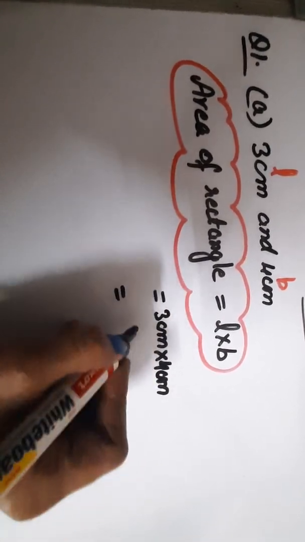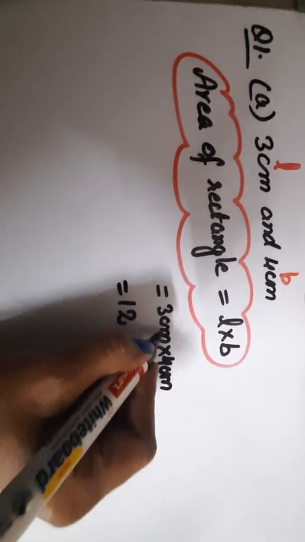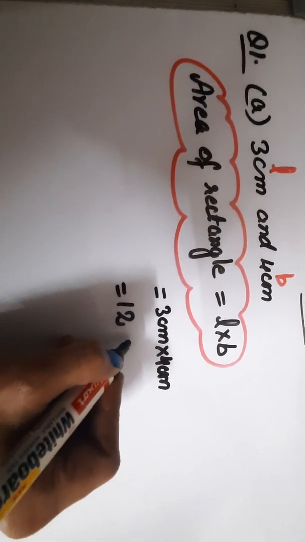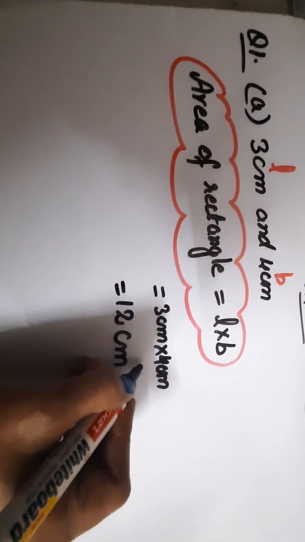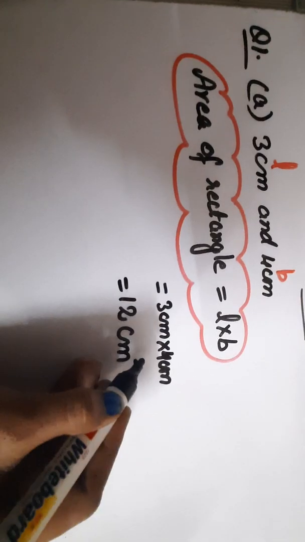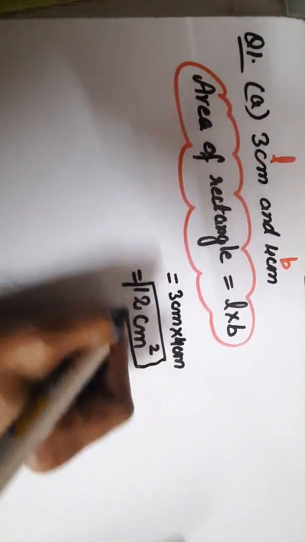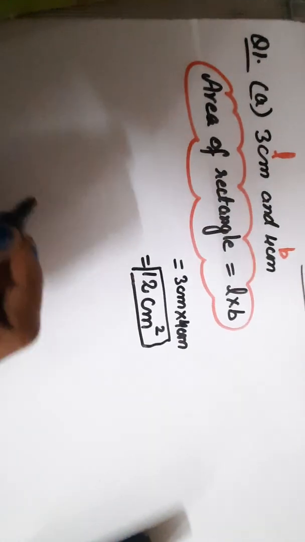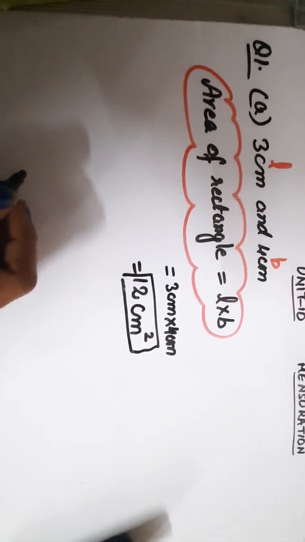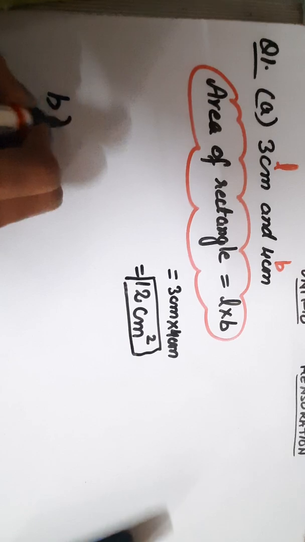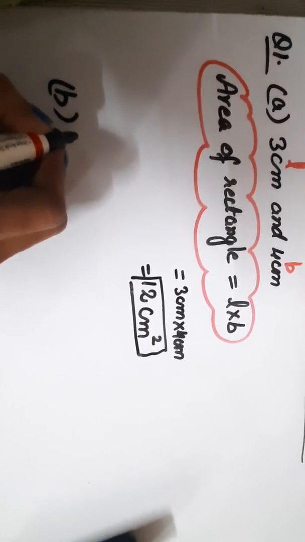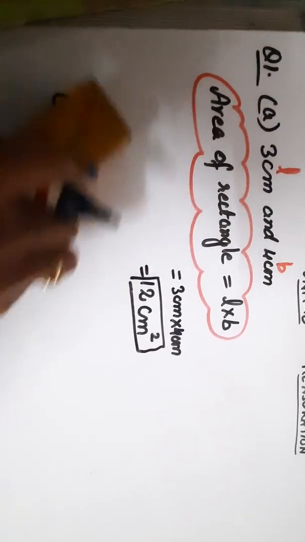3 multiplied by 4, 3 4s are 12, and centimeter multiplied by centimeter will become square centimeter. So this is the square, right? So this is the answer to A part. Now try B and C parts yourself. Like B part is 12 meter, so try B and C part yourself.